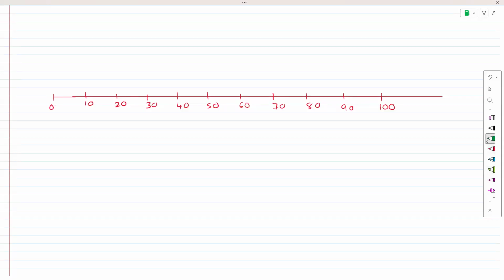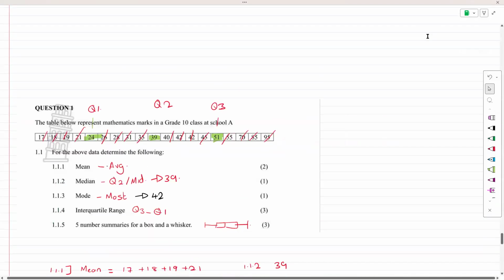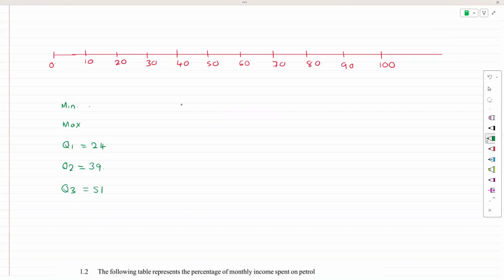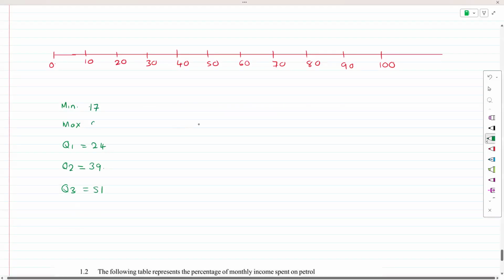For a 5-number summary, there's 5 numbers that are important: the minimum, the maximum, quartile 1, quartile 2, and quartile 3, right? There's something that we left out in the other part. I'll go back and I'll do it now. But quartile 1 is 24. Quartile 2 was 39. Quartile 3 was 51. If I go to my paper, 17 is the minimum, 95 is the maximum.